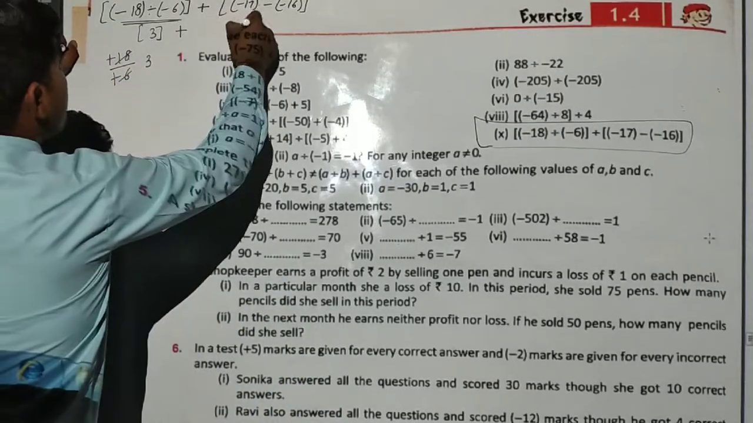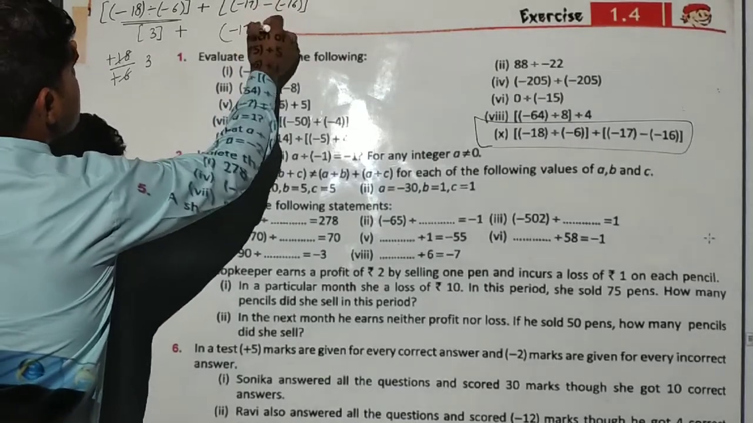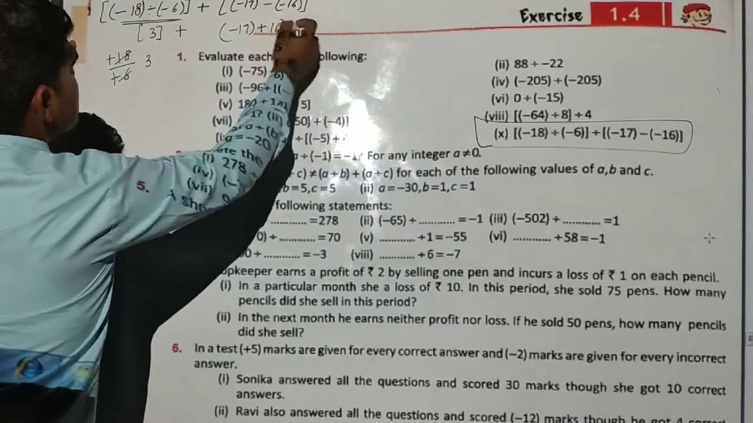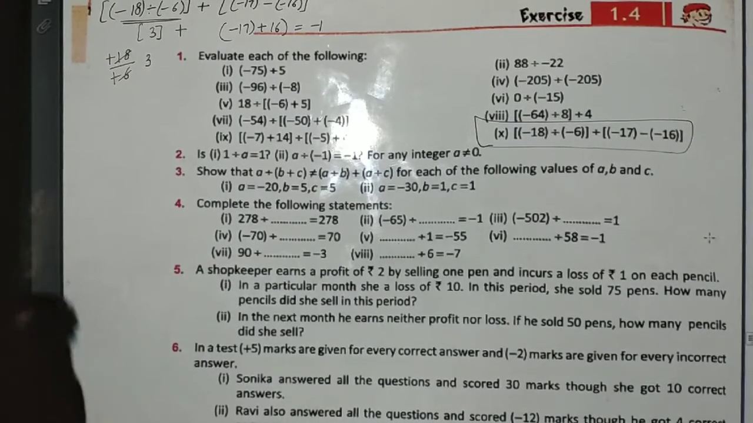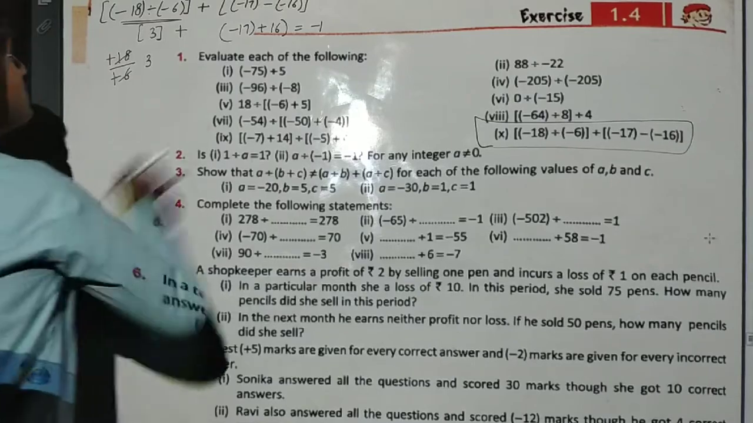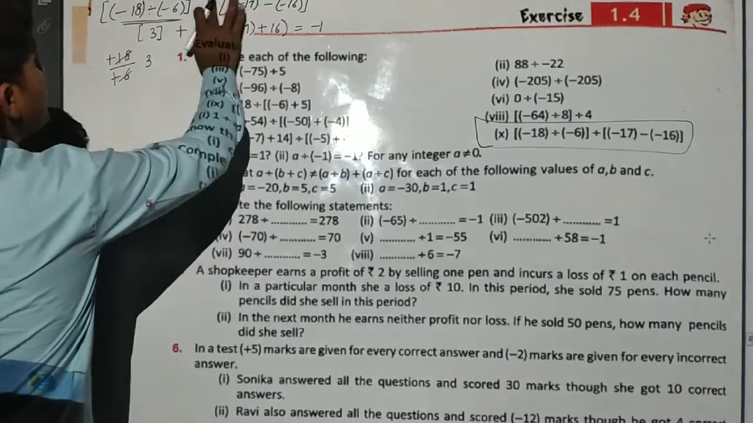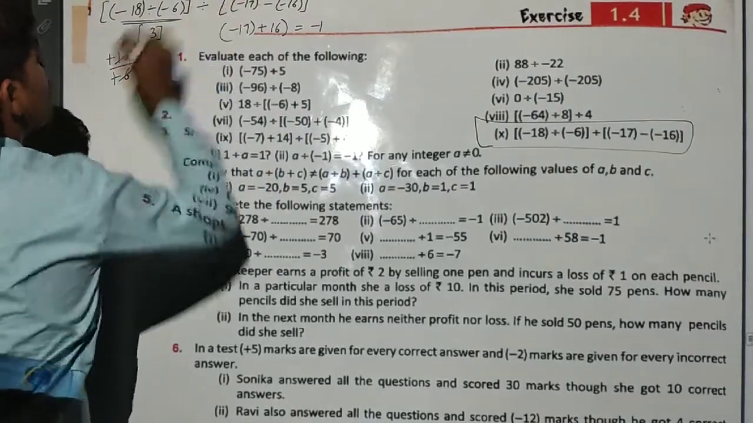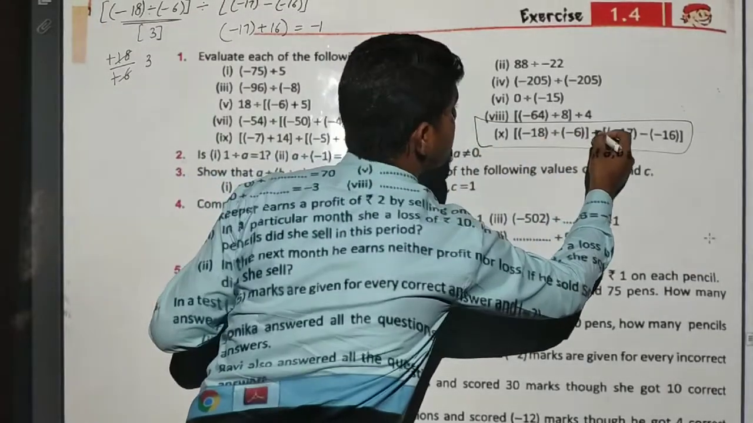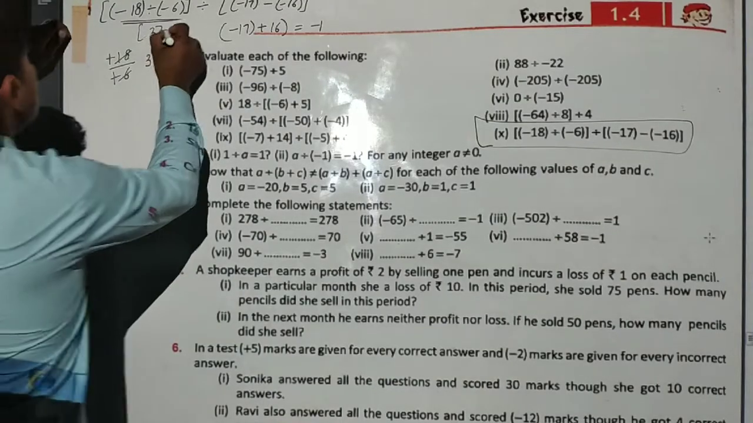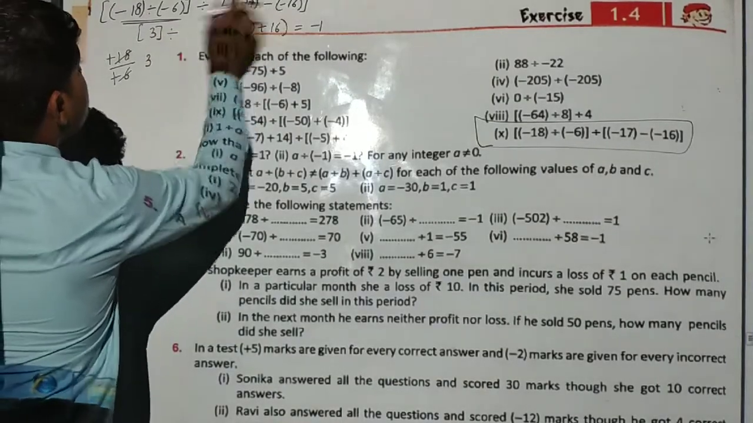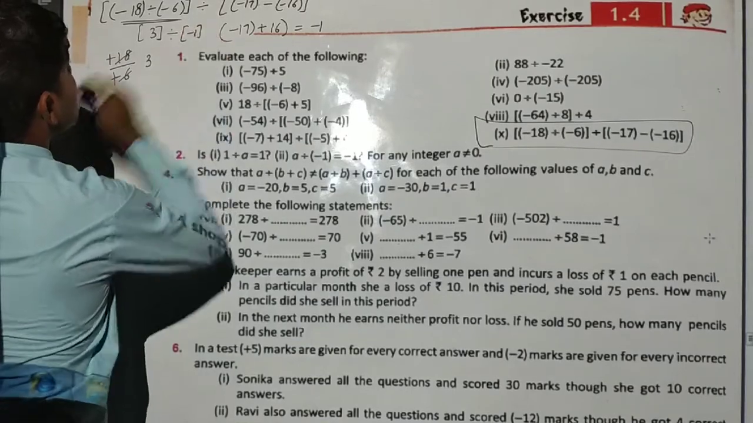Minus 17 plus 16, that is equal to minus 1. So here we will get minus 1. Here this is the sign of division also. Sorry students, here is the division sign. So division as it is, and this bracket result is minus 1.